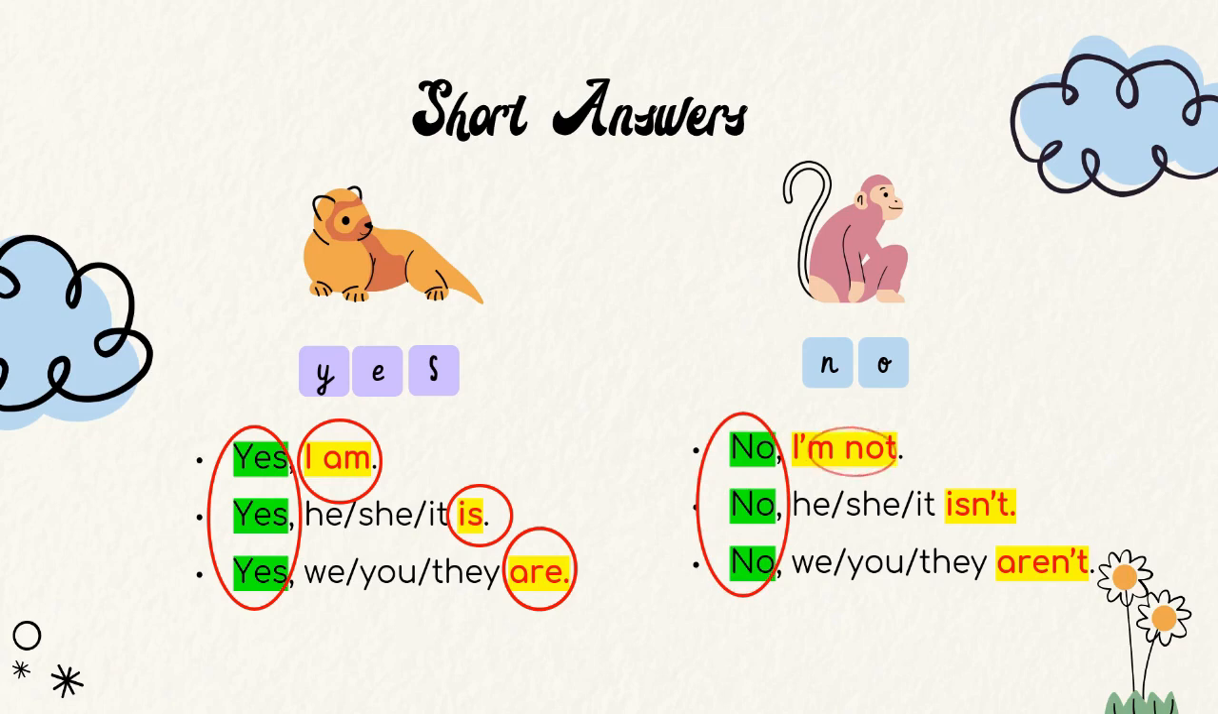Okay, no, he, she, it isn't. Isn't means that it's not. But we use isn't for singular, when you're talking about one person, and aren't when we're talking about more than one person. We, you, they aren't going for the party this weekend.